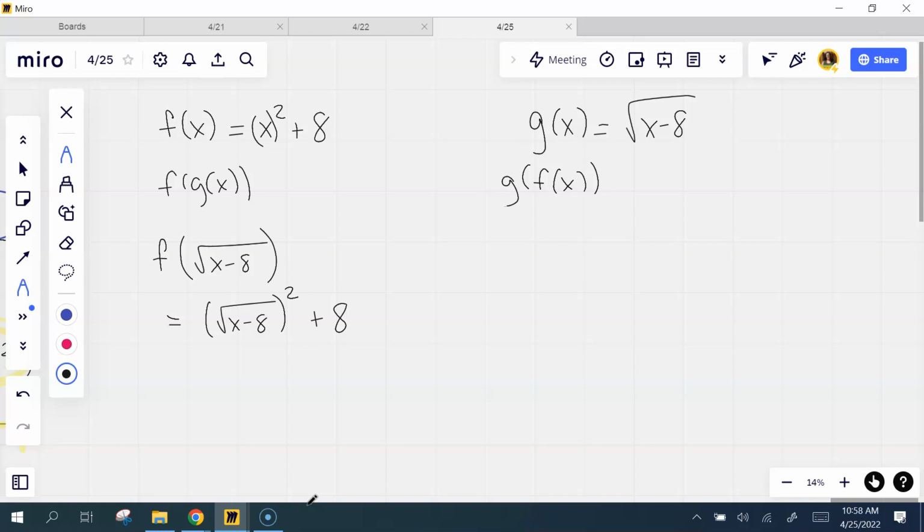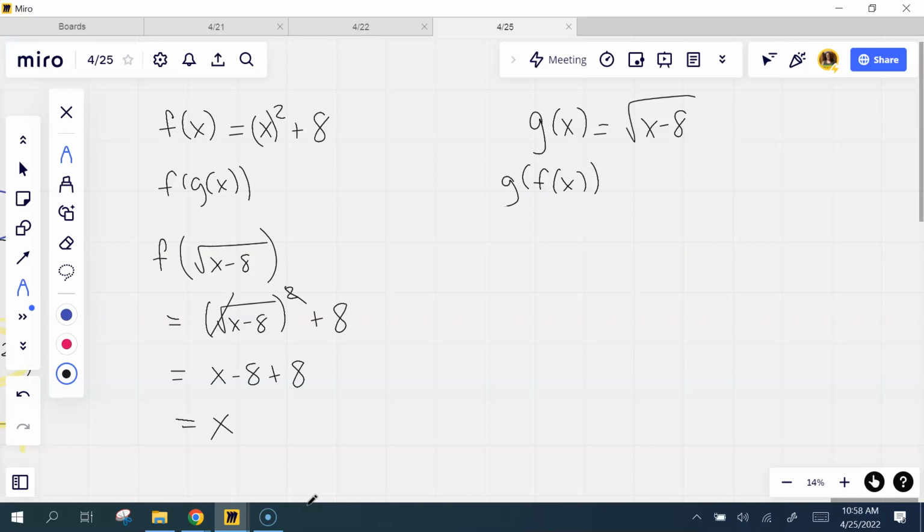So now I know that the squareds cancel out, right? So it's x minus 8 plus 8. Well, what's negative 8 plus 8? 0. So this just equals x, right? Does that make sense? Say that again. You could if you wanted to, but then it cancels out still.